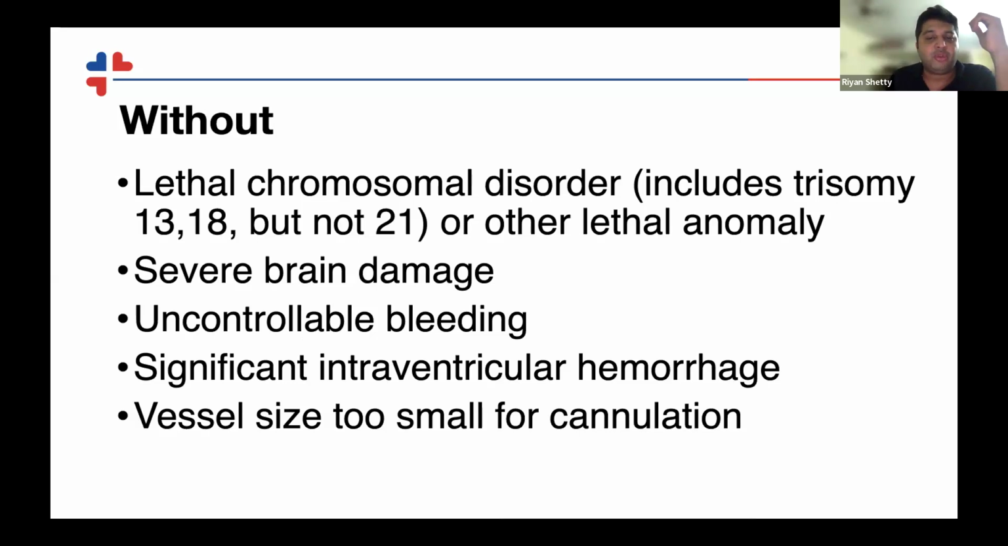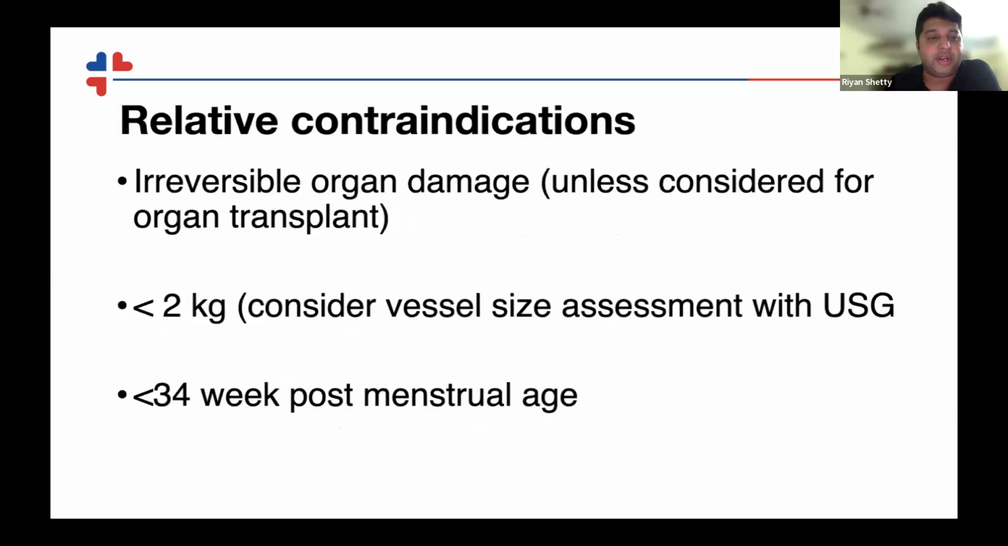Trisomy 21, which is Down syndrome, is okay. Severe brain damage: if you have a significant intraventricular bleed in a cranial ultrasound, grade 3 or grade 4 bleed, uncontrollable bleeding, or vessel size too small for cannulation, which usually happens in babies less than 2 kilos, the neck vessels are very small to cannulate.